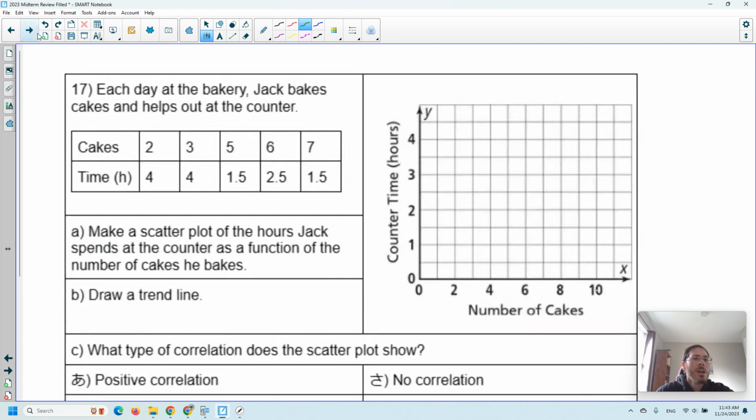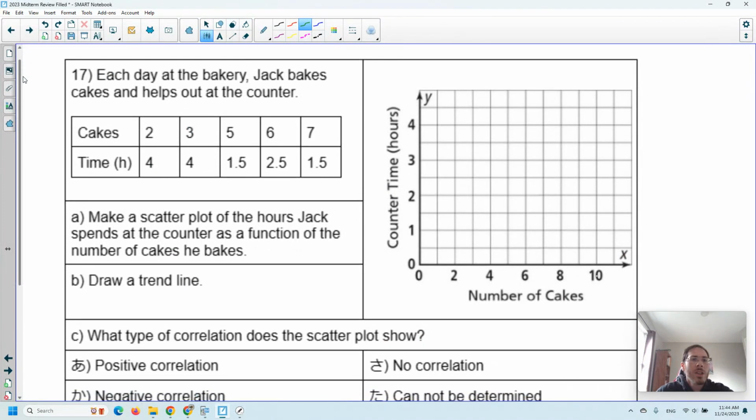All right. So for number 17, each day at the bakery, Jack bakes cakes and helps out at the counter. We have to make a scatter plot of the hours Jack spends at the counter as a function of the number of cakes he bakes. That's pretty nice. We just plot the points: 2 cakes for 4 hours, 3 cakes for 4 hours, 5 cakes for 1.5 hours, 6 cakes for 2.5 hours, 7 cakes for 1.5 hours, and we have our scatter plot.